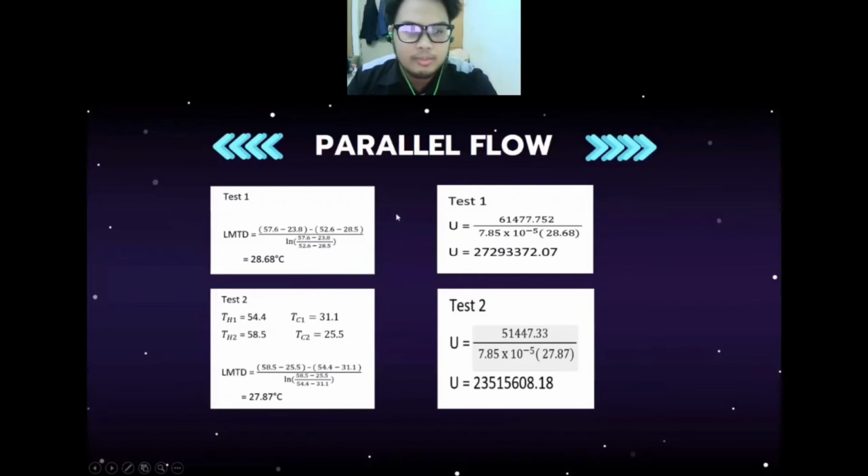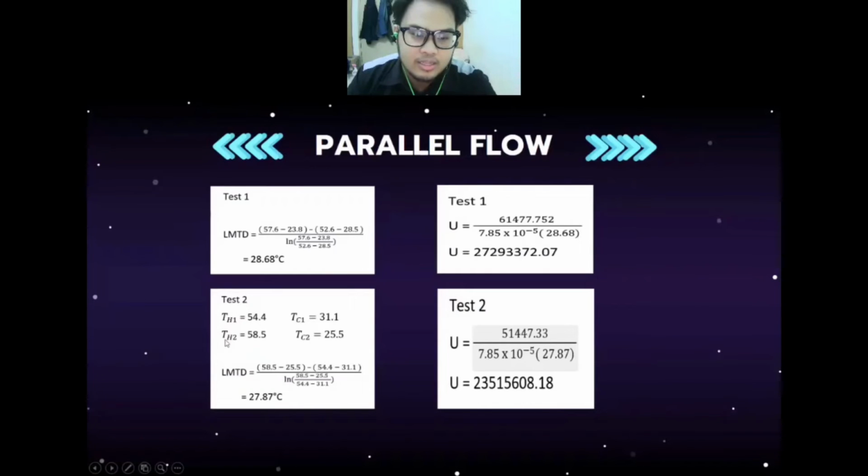So we proceed with the calculation for the parallel flow. For test 1, we calculate the LMTD with the help of the data we have, and we get 28.68 degrees Celsius. Then we plug the LMTD into the formula of heat transfer coefficient, which is QE over area times the LMTD of 28.68 degrees Celsius. So we get 272.93372.07.